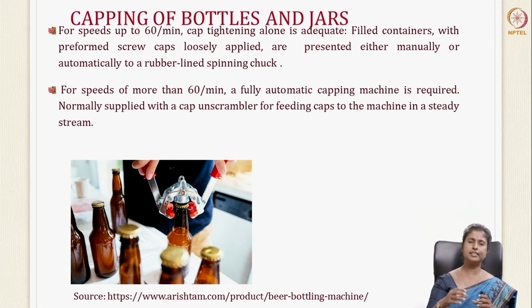The filled containers with the preformed screw caps, it's loosely applied first. And then either manually or automatically, there will be a rubber lined chuck which will seal it completely. But in bottling lines which operate at more than 60 per minute, you have an automated capping machine. Here usually they first have a cap unscrambler, just like you had a bottle unscrambler. You have a cap unscrambler which will deliver the caps one by one for feeding. And then the machine is the one that will securely tighten it over the bottles.